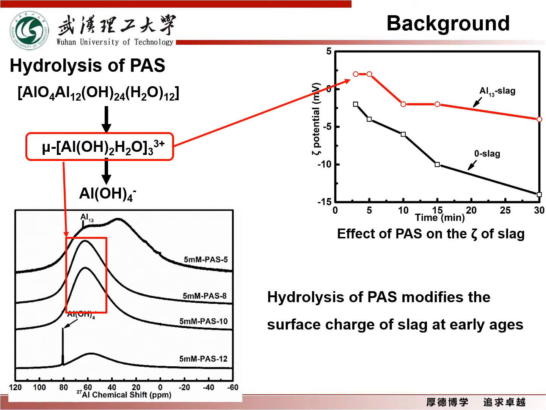Zeta potential tests of slag modified with PAS dissolved in water show that hydrolysis of PAS was observed on the surface of slag at very early ages and modified the surface charge of slag. Polyaluminum sulfate is named PAS in our presentation.